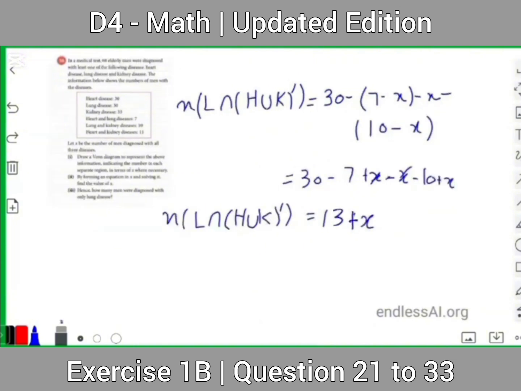And last but not the least, the number of people who have lung disease but not the heart and kidney disease. So they are given in the question. The people having lung disease equals 30, and we will take away 7 minus x and 10 minus x from 30, and after simplifying it, we will get 13 plus x.